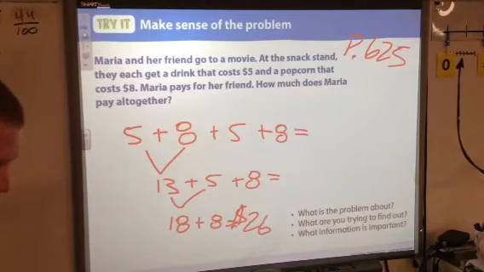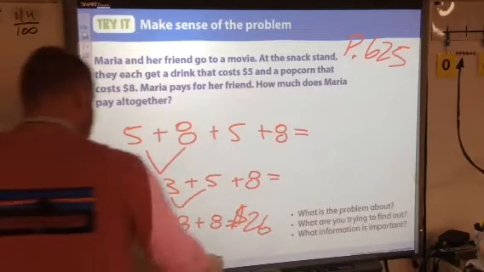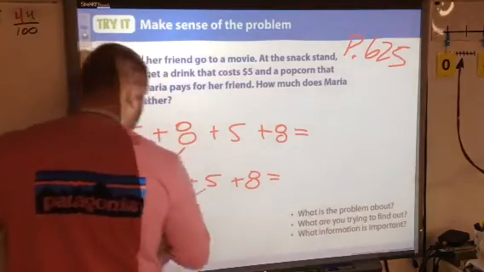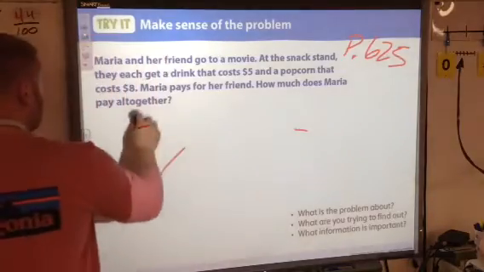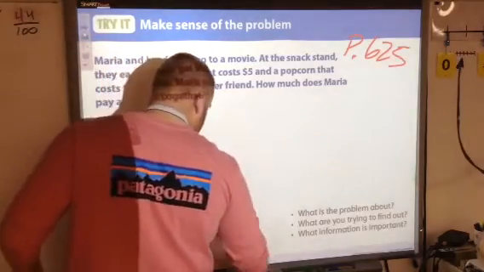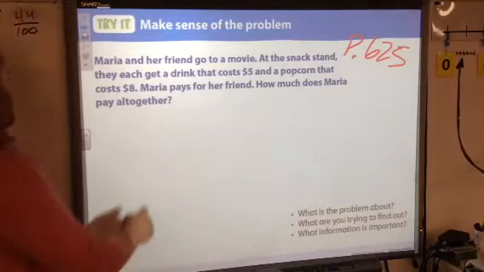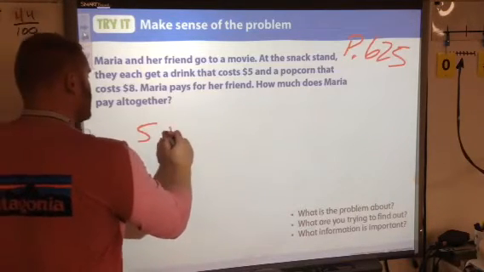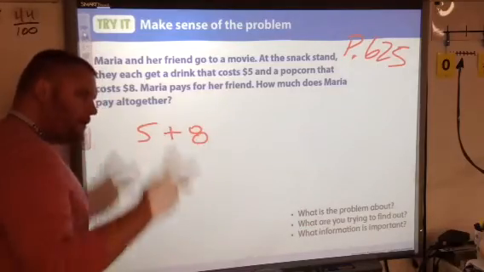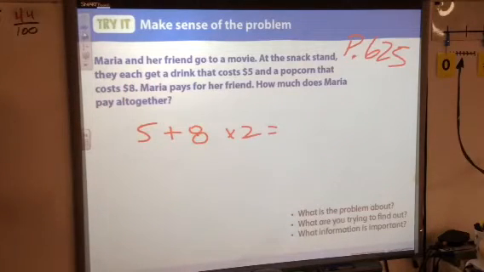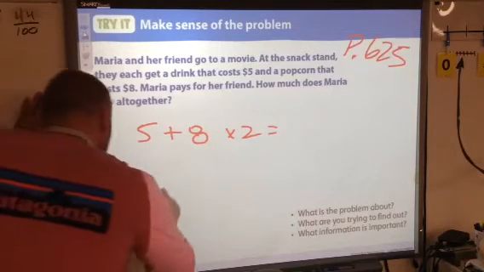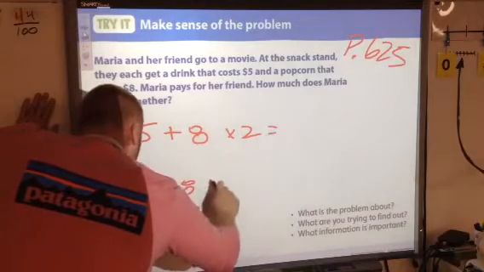So the other way I can do this is by multiplying. We know that the popcorn and the drink cost the same for each person, but we have two friends, correct? So I could say we have 5 plus 8 times how many people? 2. Now, we already know that the answer is 26. So I'm going to write this two different ways and see if you notice which way is the correct way. 5 plus 8 times 2.